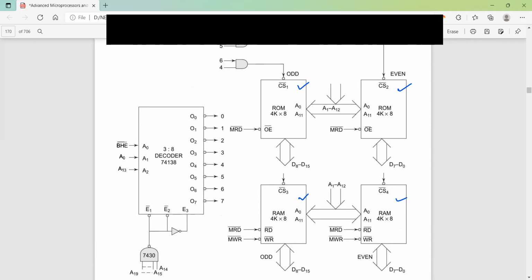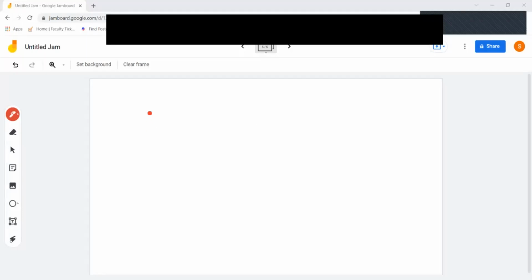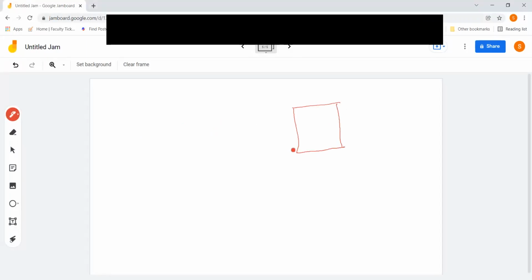If it were an 8085, we wouldn't require the concept of odd and even. But here we have each location. Let me draw 2 first. Let us consider the ROM part first. What is the meaning of odd and even? We have not an 8-bit but a 16-bit data bus. So a 16-bit data bus means we are connecting two of them in parallel.